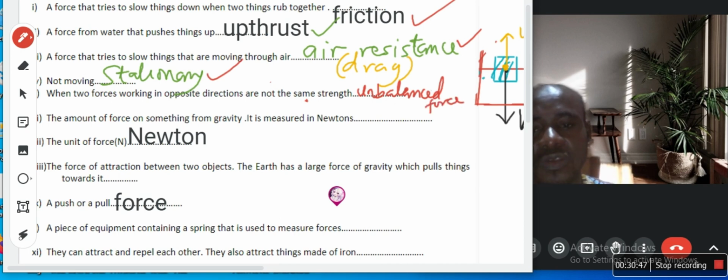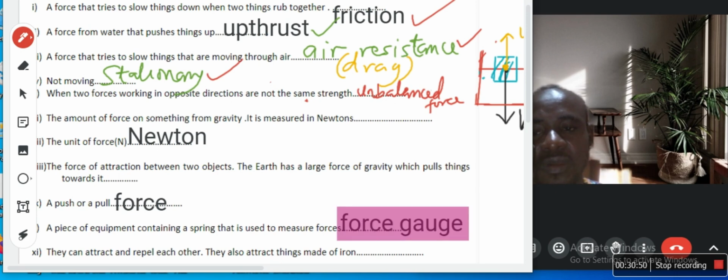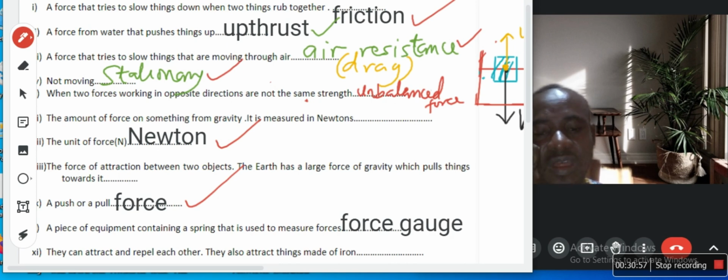The amount of force on something from gravity, it is measured in Newton. Okay, the unit of force is Newton. You got this one. A push or a pull is a force. A piece of equipment containing a spring that measures force. It's not called force balance. You can call it spring balance or force meter, but they said we can also call this force gauge. I'll mark it for you.